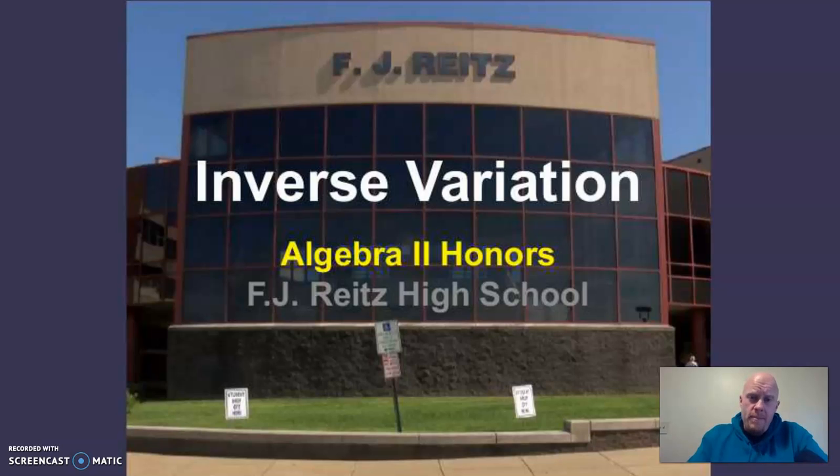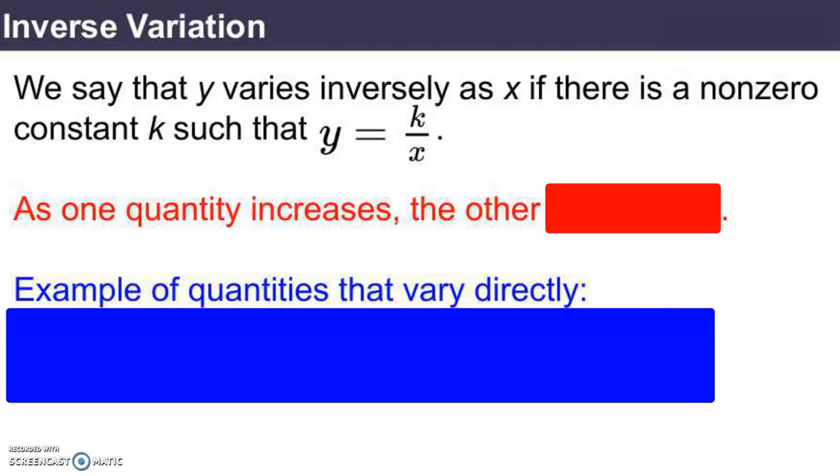This is Mr. Bowman, and in this video we're going to talk about inverse variation. Okay, so we say that y varies inversely as x if there's a non-zero constant k, still called the constant of variation, such that y equals k divided by x. This is the definition of inverse variation.